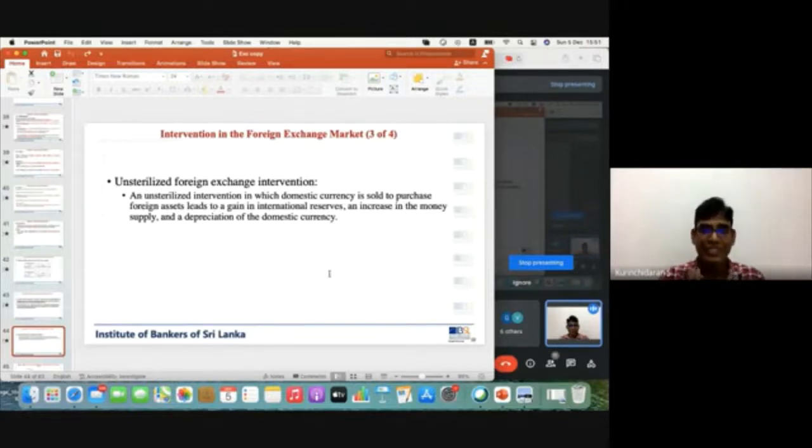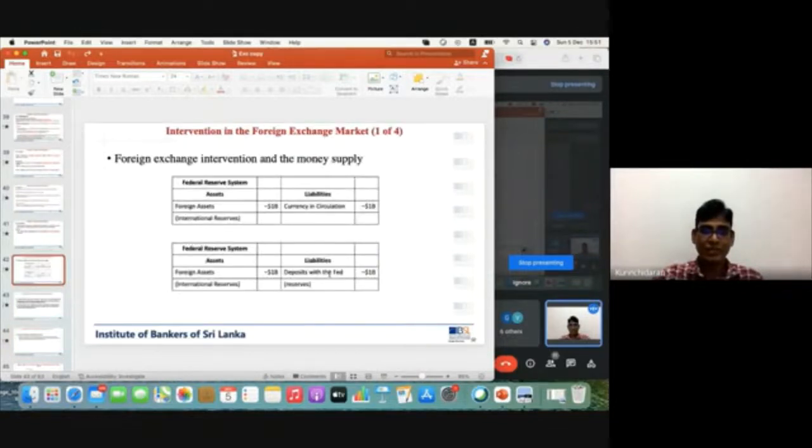When the money supply increases, what will happen? The domestic currency depreciates. This is unsterilized. That means when you buy foreign assets, you give local currency, then automatically your money supply will increase. If you keep it as it is, then your currency will depreciate. This is unsterilized. So if the central bank wants to restrict or prevent that depreciation of the currency, what can they do? Anybody?